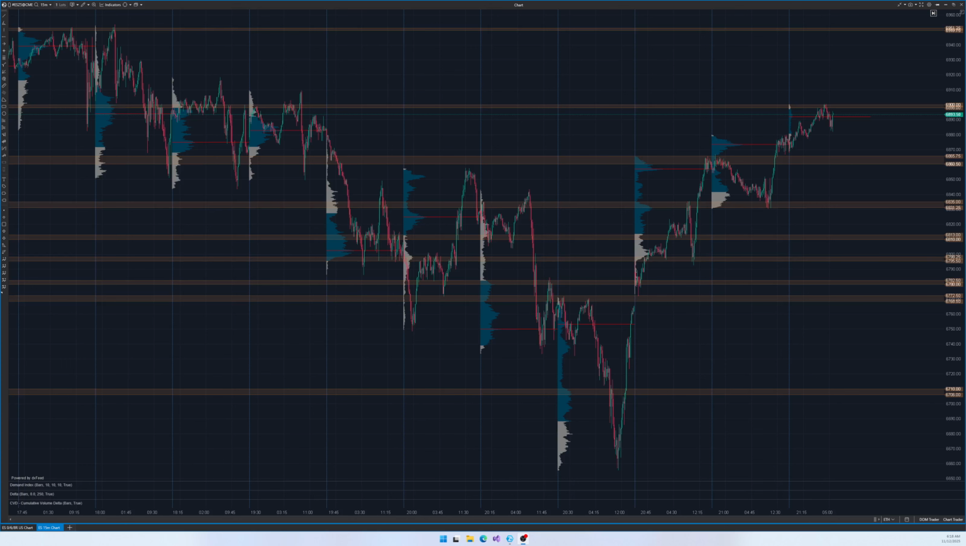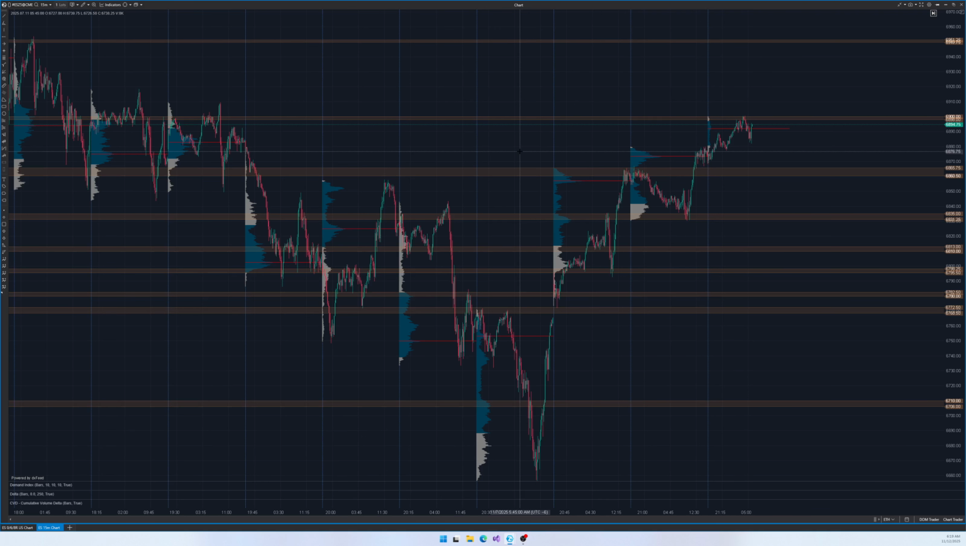So, trader friends, let's review the trades from yesterday. Yesterday I had 4 trades, minus 56 ticks overall. But before we go into the trades, let's review first how our locations, which we marked, performed.